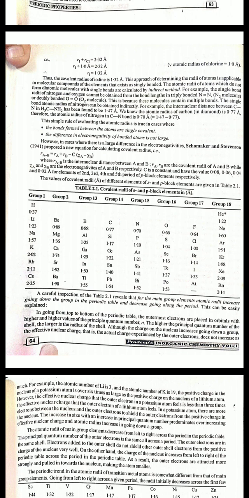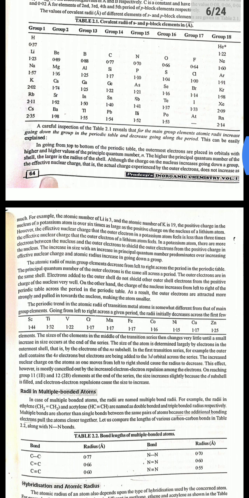A careful inspection reveals that for the main group elements, atomic radii increase going down a group in the periodic table and decrease going along a period. This can be easily explained. In going from top to bottom of the periodic table, the outermost electrons are placed in orbitals with higher and higher values of the principal quantum number n. The higher the principal quantum number of a shell, the higher is the radius of the shell, although the charge on the nucleus increases going down a group. The effective nuclear charge, that is the actual charge experienced by the outer electron, does not increase as much.